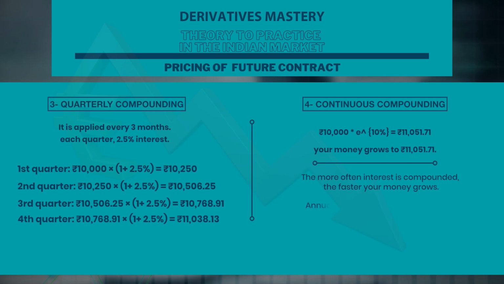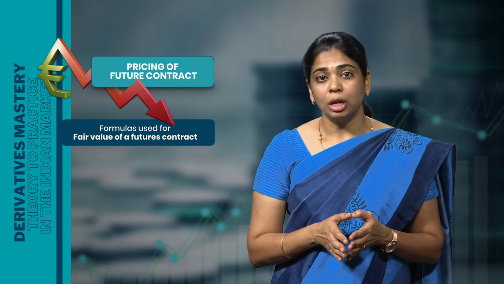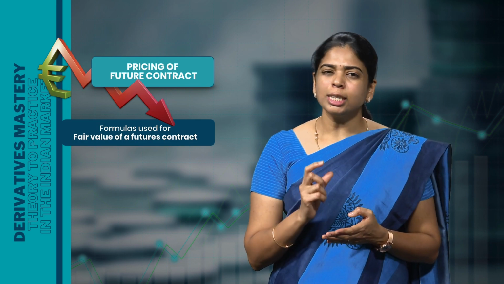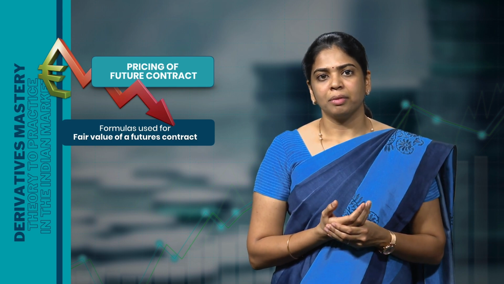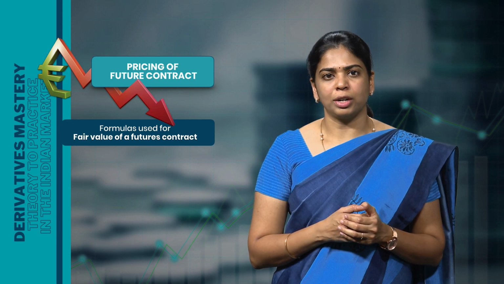So, the key takeaway, the more often interest is compounded, the faster your money grows. In case of annual compounding, you get 11,000, semi annual compounding 11,025, quarterly compounding 11,038.13, continuous compounding 11,051.71. The difference isn't huge, but it shows how frequent compounding helps your money grow just a bit more every time. Now, let's move on to the formulas used to compute the fair value of the futures contract.